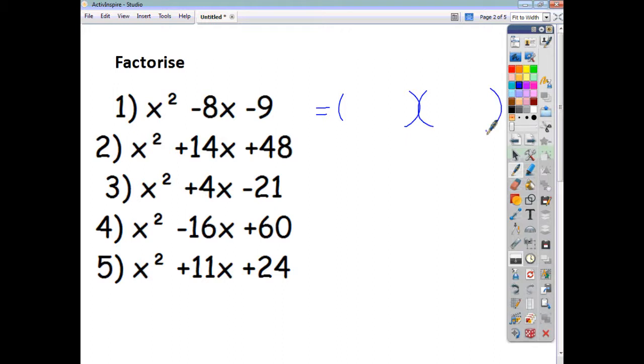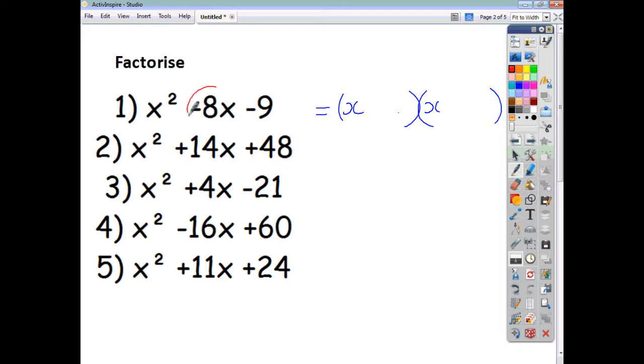Whenever you're asked to factorize a trinomial, you know that you're going to end up with a double bracket. The first position in each bracket is going to be filled with whatever would give you the first term. So in this case, it's just going to be x, because x times x is x squared. Our factor pairs of 9 are going to go here and here. Your choice is either 1 and 9 or 3 and 3.